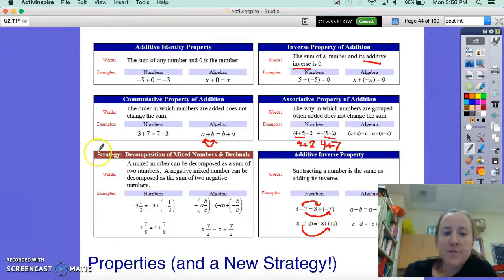This decomposition of mixed numbers and decimals is what you just practiced. So it's not really a property, but it's a strategy that we're going to be using to help us when we're solving equations that have more than one step. So you can always rewrite the problem instead of -3 1/3, for example, you could say -3 plus -1/3, and sometimes that will make the math that you have to do seem easier when you don't have access to a calculator. So you have that to access, and then the next page is just a couple of practice problems.